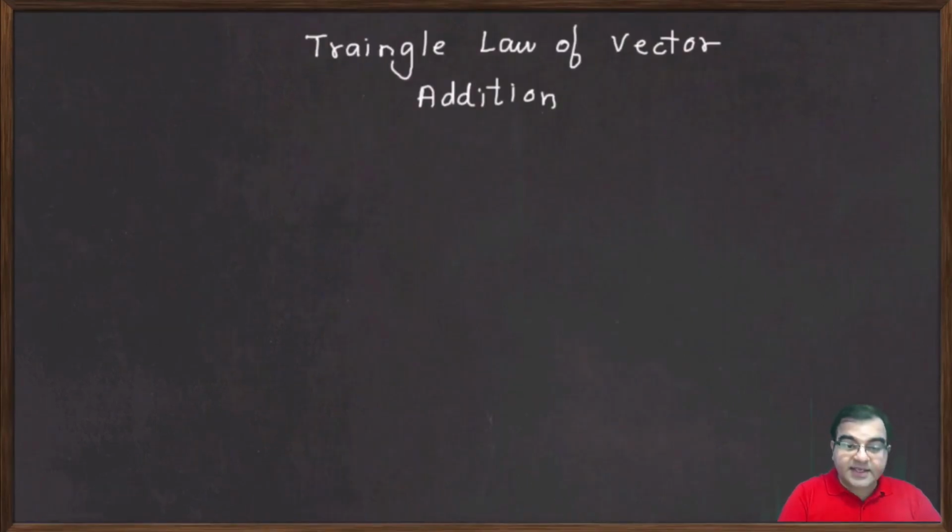We will be revising the triangle law of vector addition. Basically, this law is used to add two vectors graphically. Now just a small recap: a vector is represented by using two points. One point is the starting point, and one point is the ending point. The starting point is called the tail and the ending point is called the head.